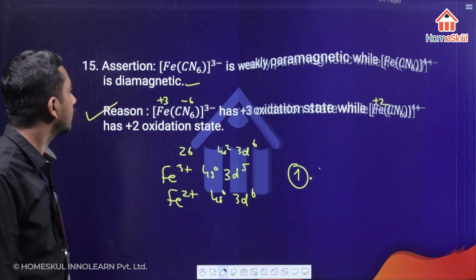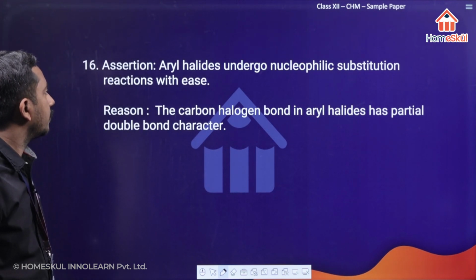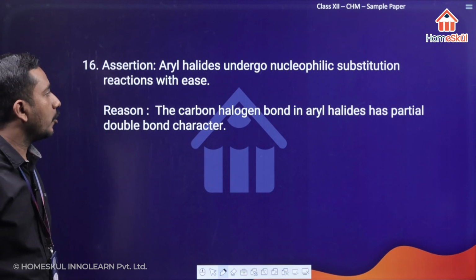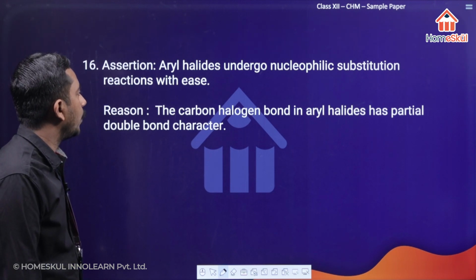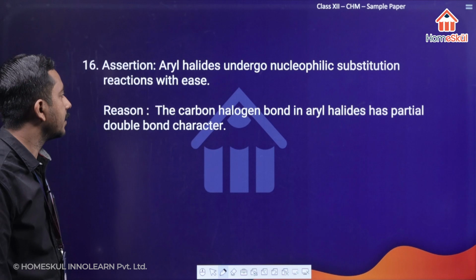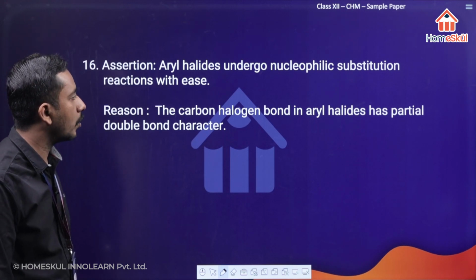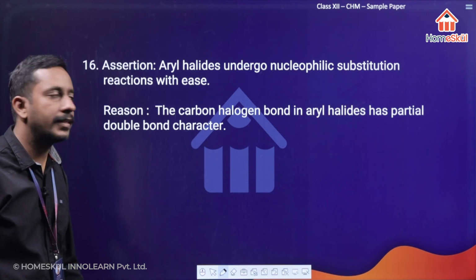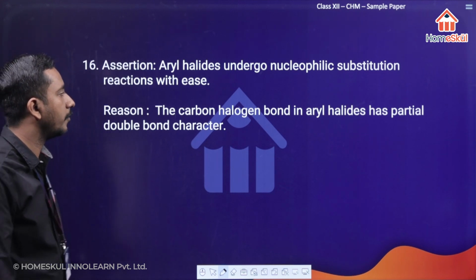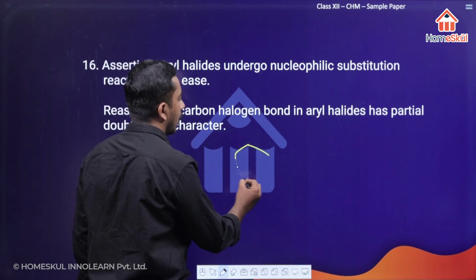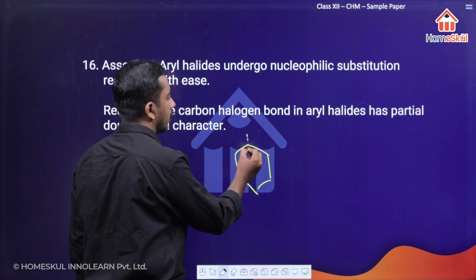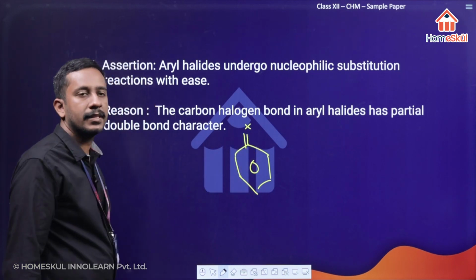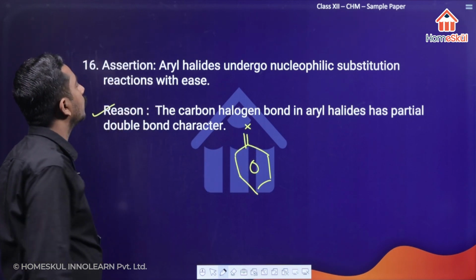Now the next question. The assertion statement is that aryl halides undergo nucleophilic substitution reaction with ease. And the reason statement says that the carbon halogen bond in aryl halides has a partial double bond character. So we know that that statement is true. The carbon halogen bond in an aryl halide has a partial double bond character due to the resonance that is happening. So the reason statement is true.